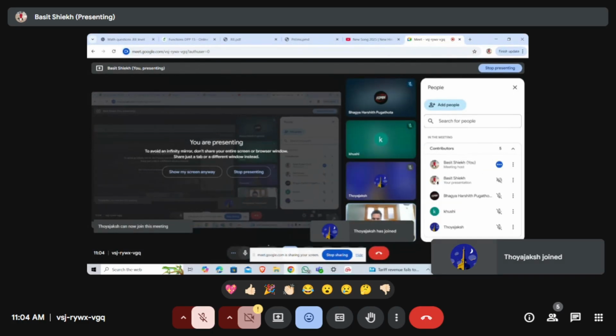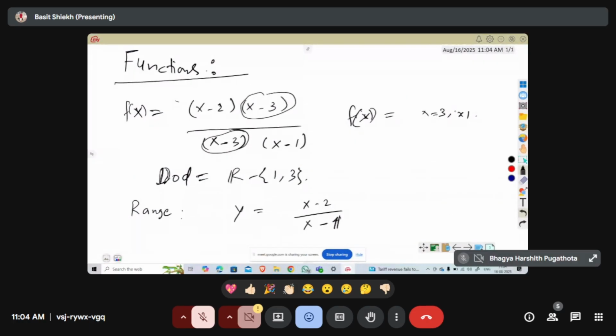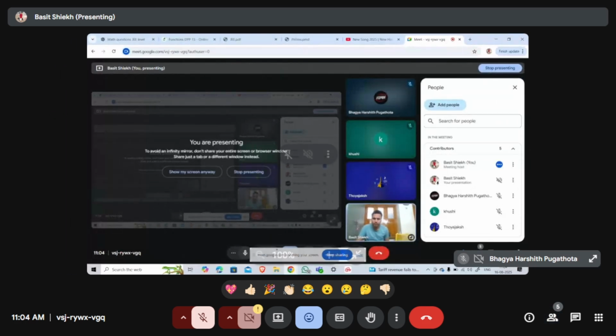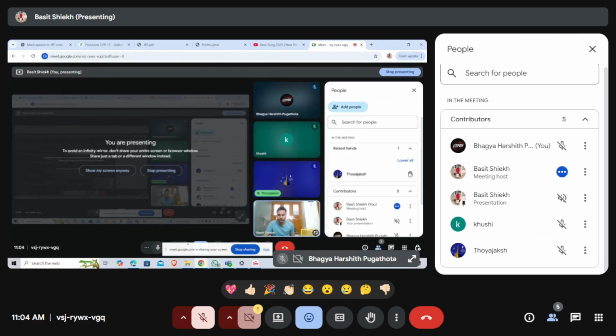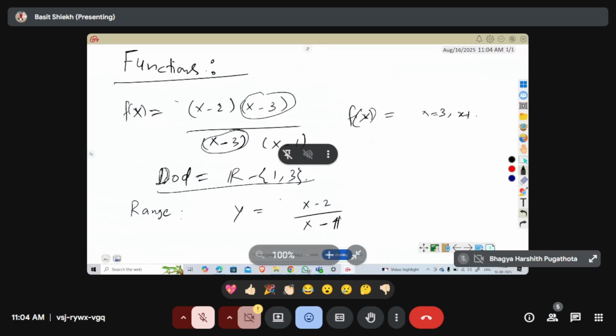Okay, now everyone has come. Okay, I have said I will remove this x equal to 1 and x equal to 3 points. Now DOD, hello Thorajax, am I audible to you? Yes, sir. Check, can you see the screen? Yes, sir. Okay, fine.